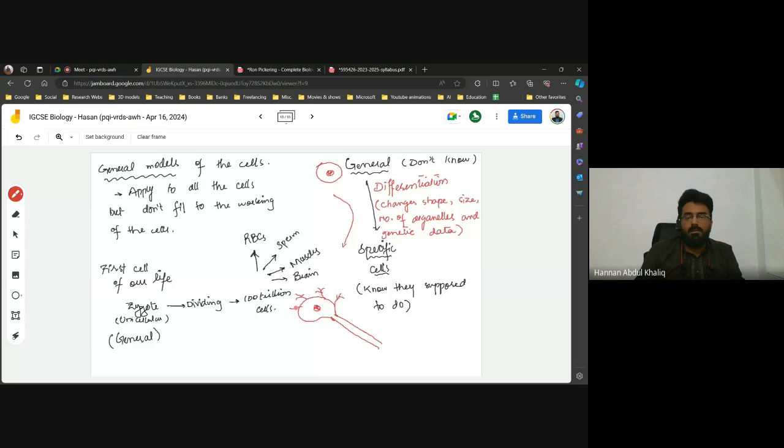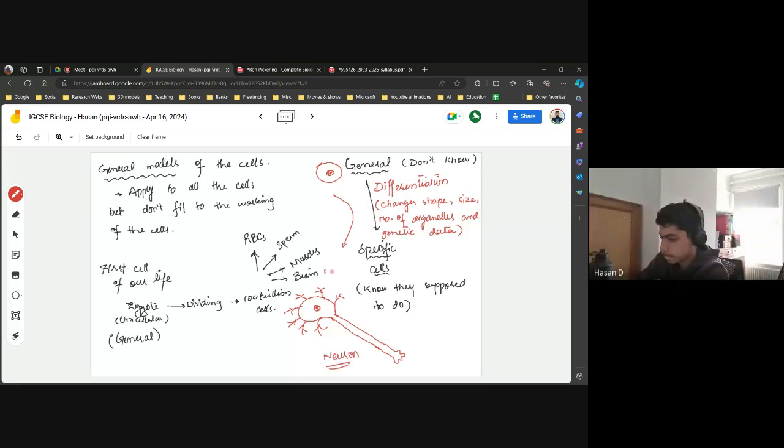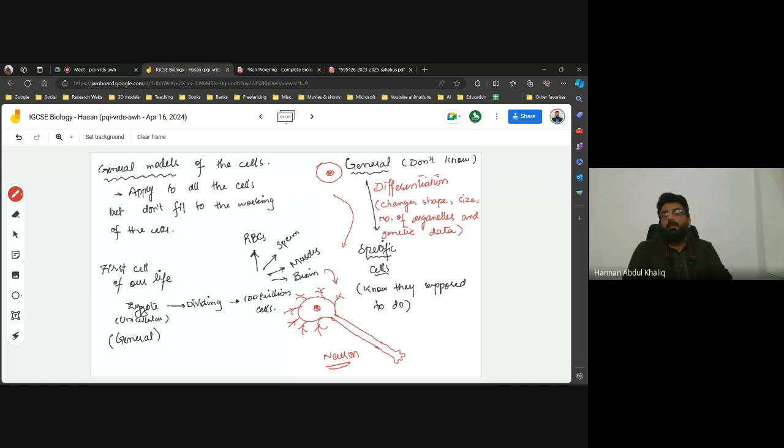You're familiar with this type of cell? This is a neuron, a brain cell. What happened? The differentiation happened. It became a specific cell.